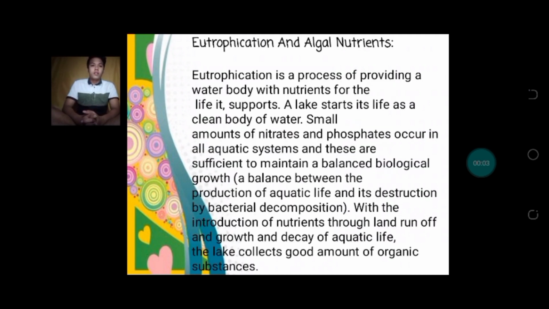Eutrophication and algal nutrients. Eutrophication is a process of providing a water body with nutrients for the life it supports. A lake starts its life as a clean body of water. Small amounts of nitrates and phosphate occur in all aquatic systems, and these are sufficient to maintain a balanced biological growth, a balance between the production of aquatic life and its destruction by bacterial decomposition. With the introduction of nutrients through land runoff and the growth and decay of aquatic life, the lake collects a good amount of organic substances.